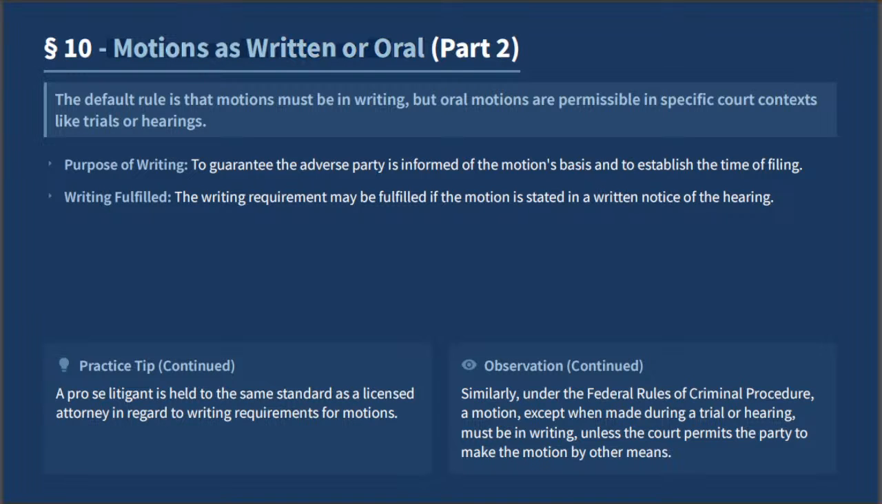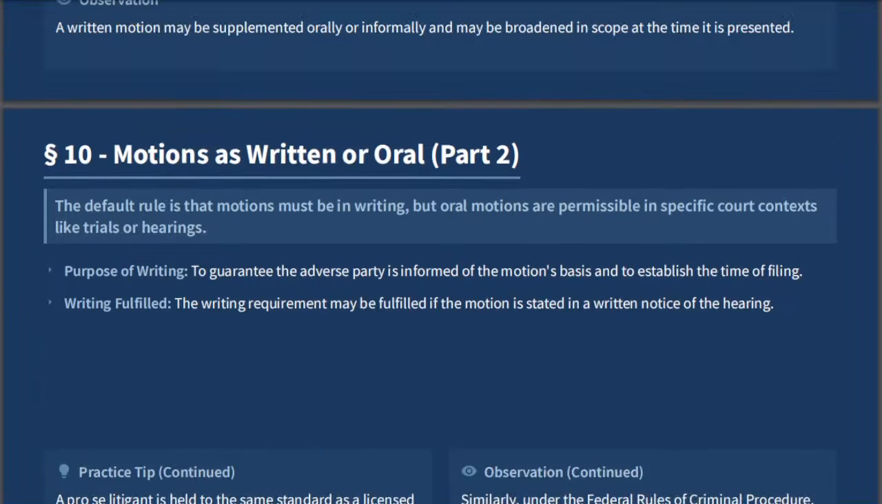Section 10, motions as written or oral, part 2. The default rule is that motions must be in writing, but oral motions are permissible in specific court contexts, like trials or hearings. The purpose of writing: to guarantee the adverse party is informed of the motion's basis and to establish the time of filing. Writing fulfilled: the writing requirement may be fulfilled if the motion is stated in a written notice of the hearing. So our practice tip is continued here. A pro se litigant is held to the same standard as a licensed attorney in regard to writing requirements for motions. So there you go. Pro se litigants are held to the same standard.